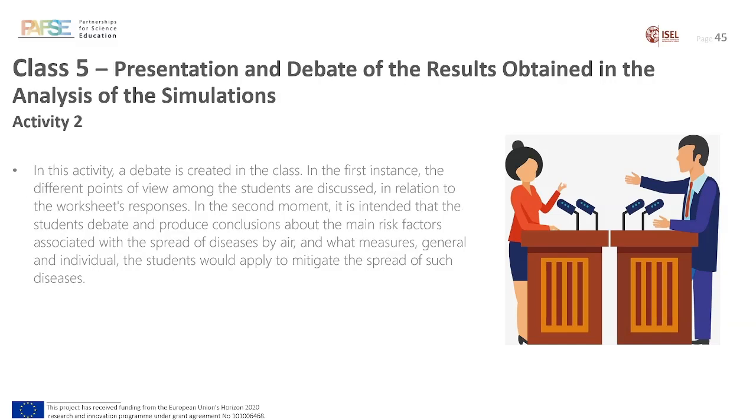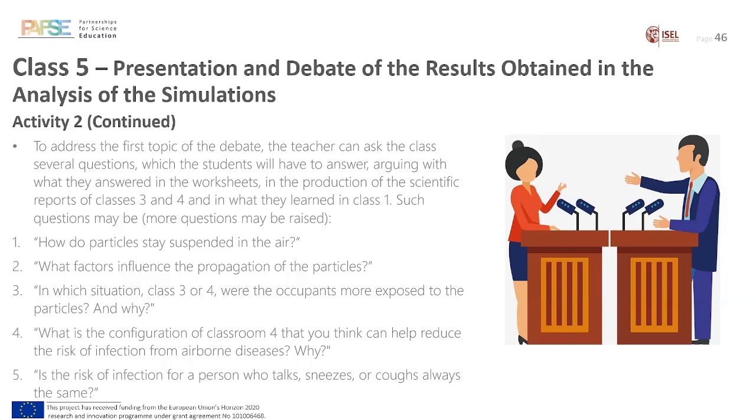In this activity, a debate should be created in the class, and in the first instance, the different points of view among the students are discussed in relation to the worksheet's responses, and in the second moment, it is intended that students debate and produce conclusions about the main risk factors associated with the spread of diseases by air and what measures, general and individual, the students would apply to mitigate the spread of diseases. So, some questions to address the first topic the teacher can ask the class, which the students will have to answer, arguing with what they answered in the worksheets. These are some suggestions of questions that the teacher can ask their students.